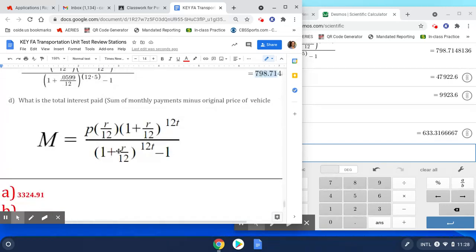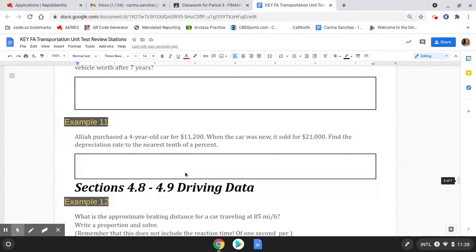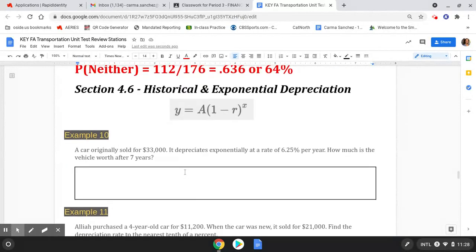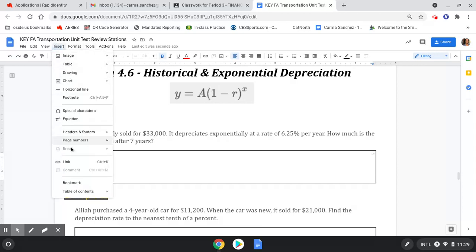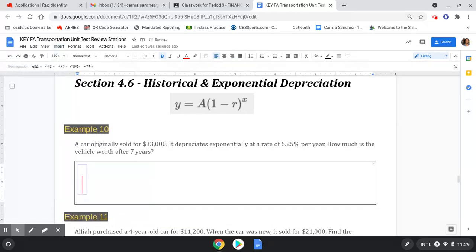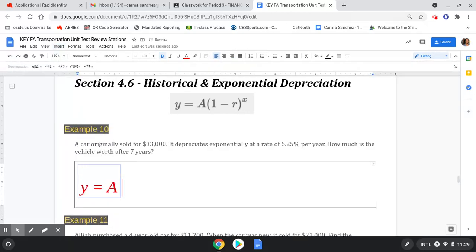Okay, those are the two calculations you're going to need to do on the project. So that's how we do those. Now let's go back up to the other ones that we didn't get a chance to finish. So first, looking at how our cars depreciate. If a car originally sold for this, now remember on this lesson, I taught you guys how to go up to insert equation, and then you typed it y equals whatever that starting value is, 1 minus the rate of depreciation to the power of x.